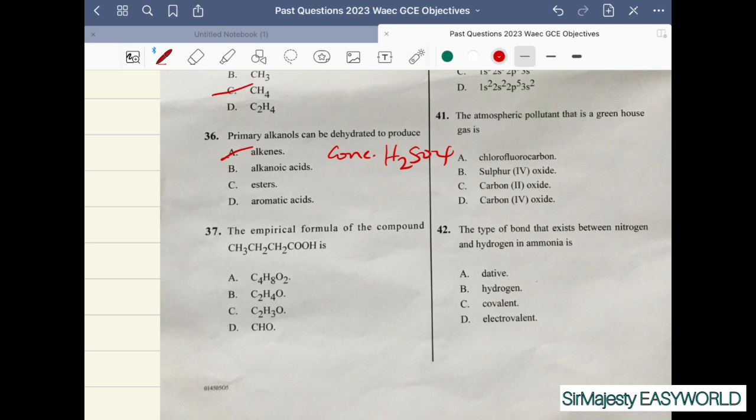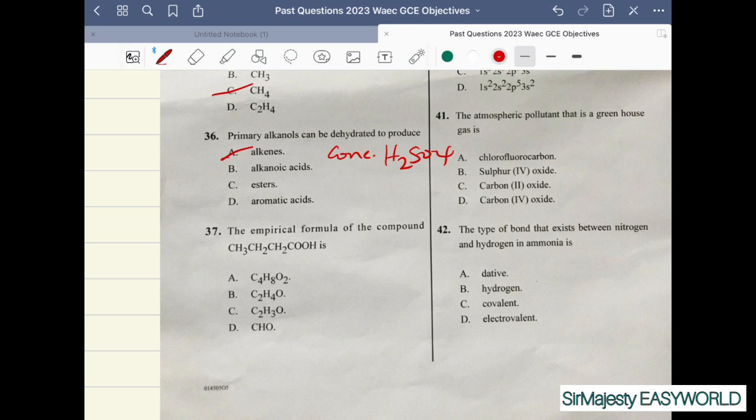But when you grow higher, you find out that dehydrating secondary and tertiary alkanols requires dilute H2SO4. But when you are dehydrating primary alkanols, you need to use concentrated H2SO4, because when you use concentrated H2SO4 on tertiary alkanol, the alkene formed will tend to hydrolyze. But this is higher chemistry for you.